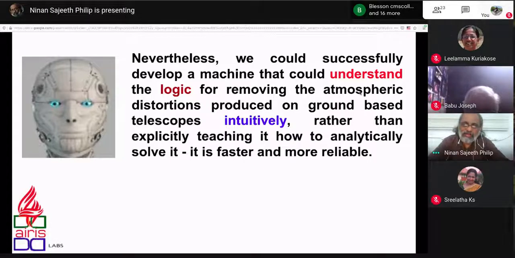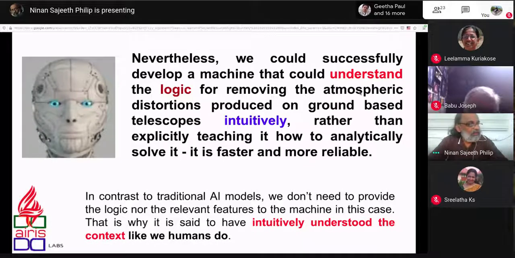It is faster and more reliable because the PSF is a floating value, and having a method that can take care of the PSF variations in the sky, which happens in every 10 milliseconds, is a huge advantage for astronomy. In contrast to AI models, we don't need to provide the logic nor the features to the machine in this case. That is why it is said to have intuitively understood the contrast like we humans do.